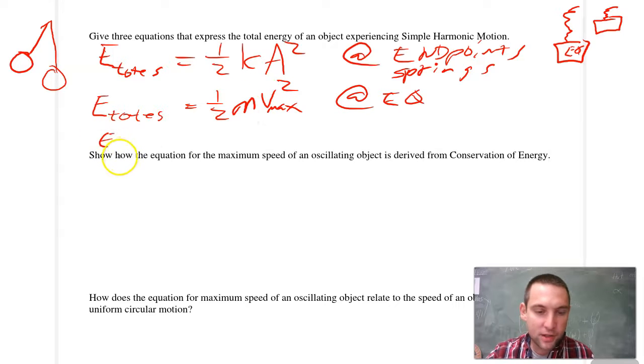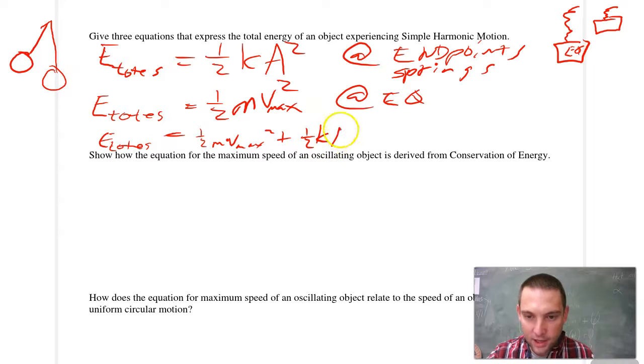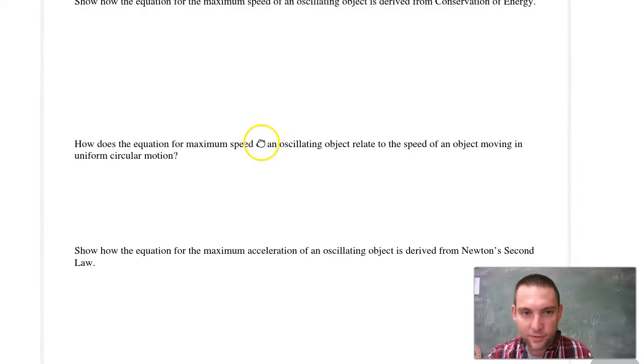And then finally we have total energy somewhere in between. So all the points. And that's going to be 1/2 mv max squared plus 1/2 kx squared, because it's not exactly our amplitude. It could be any section along this path. So there you go.